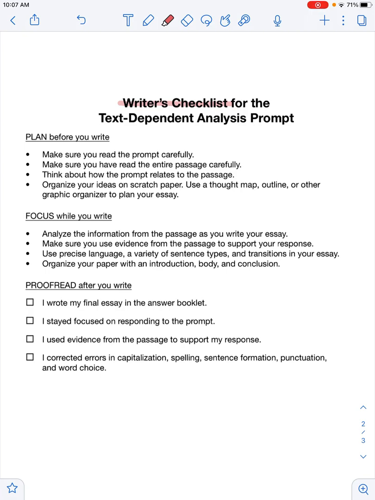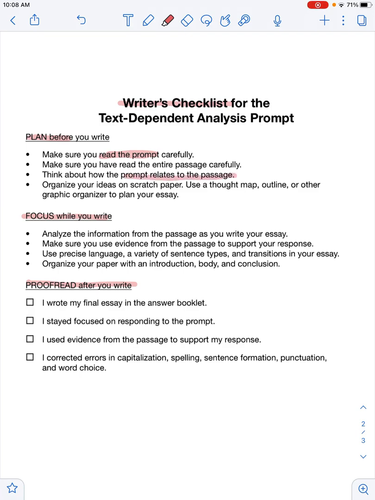So they organize it in 3 different areas: planning before we write, focusing while we write, and then proofreading after we've written. So they've got a couple of things here that are really important. They're telling you to read that prompt carefully. Remember, we're always looking for that second part of the prompt. It would be something along the lines of write an essay analyzing blank, or write an essay about blank. So they'll tell us kind of exactly what we need to be writing about.